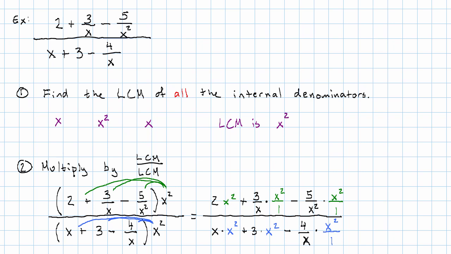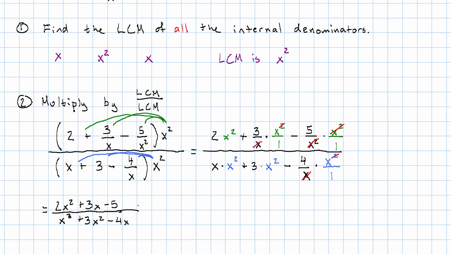And now we notice that when we actually carry out that multiplication, all of our denominators are going to cancel out. What will we be left with? An ordinary rational expression that we can now carry on simplifying in the usual way.